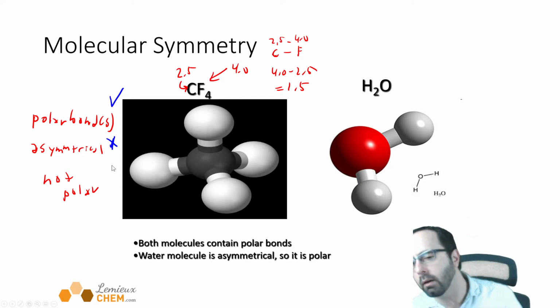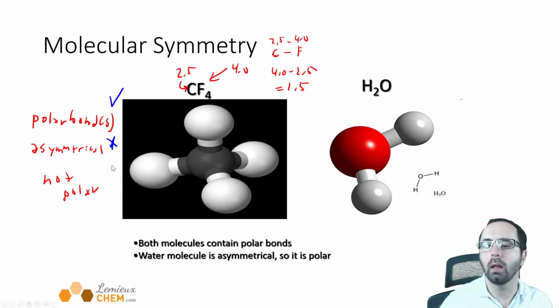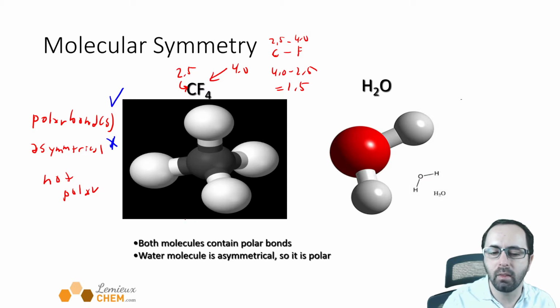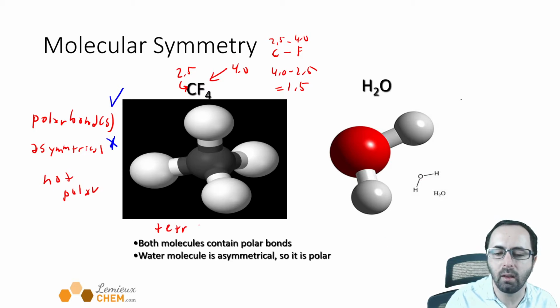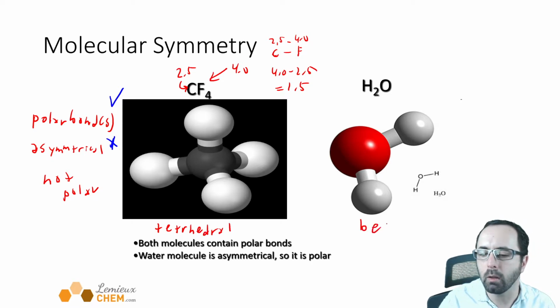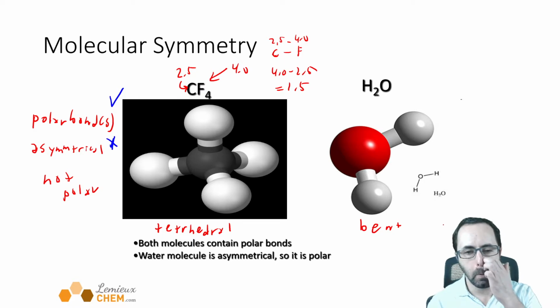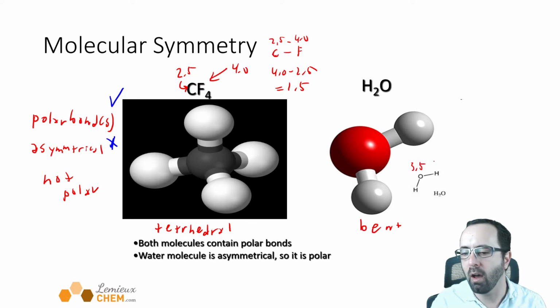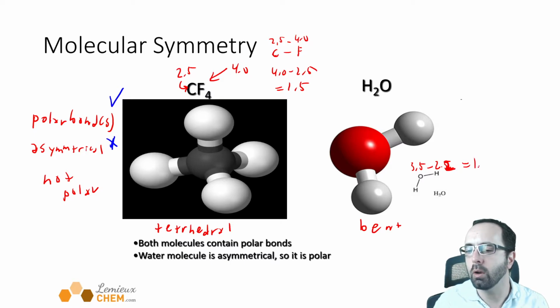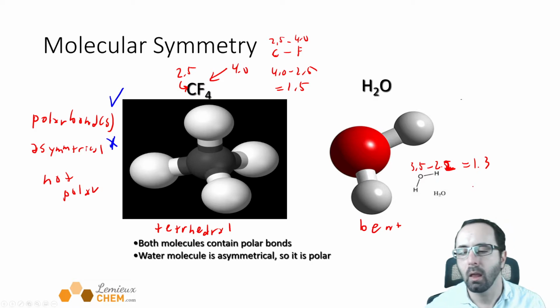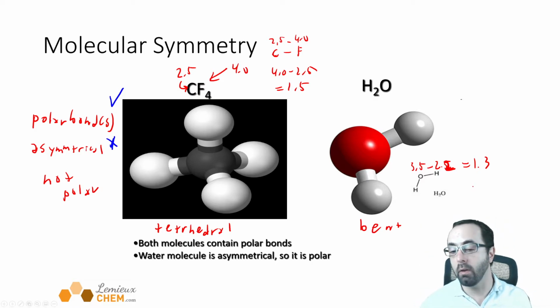Now take water on the other hand here, H2O. So you can see this was a tetrahedral shape, which is a symmetrical shape, assuming that all the atoms are the same. The water molecule has a bent shape. Now the electronegativity for oxygen here is 3.5, and for hydrogen it's 2.2. So 2.2, not 2.5. So 3.5 minus 2.2 is 1.3. And so these bonds are very polar as well.